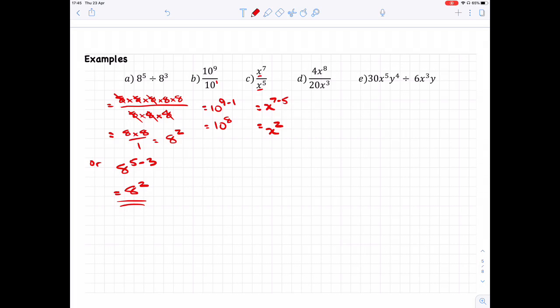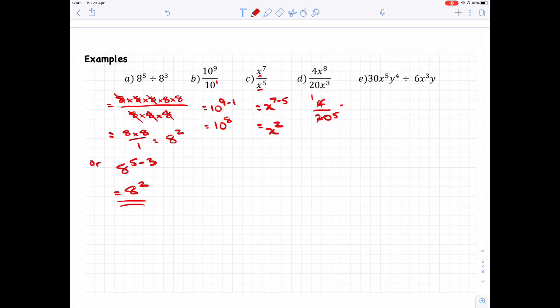So now, if we look at D, now we're starting to look at when we've got coefficients involved. It does not matter, it does not change anything. We are going to do exactly the same as what we did before. So we're going to start by looking at how we can simplify our numbers there. So we've got 4 over 20. Now 20 has a factor which is 4, so we can simplify this to become 1 over 5.